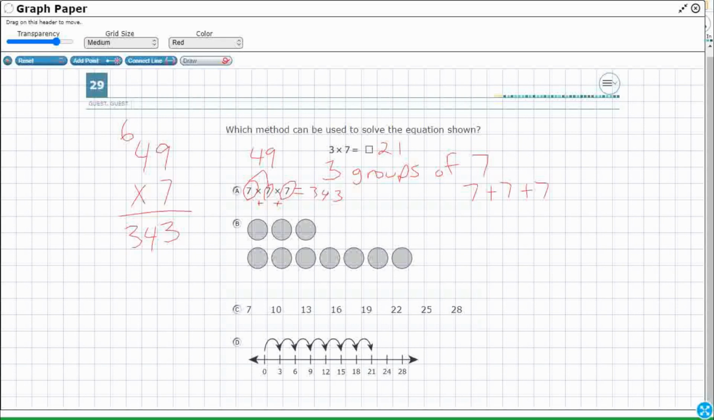All right, the B is just kind of silly. I mean, I see what they're doing here. Look, there's 3 little circles there. There's 7 little circles there. That has nothing to do with 3 times 7. First off, I'm looking for 21 circles. Really, this is 10 circles. It's a 3 and a 7, right? If I move this circle right here, and if I move this circle right here, I've got a 10 frame. So having 10 circles doesn't help me. So it's not A, it's not B.